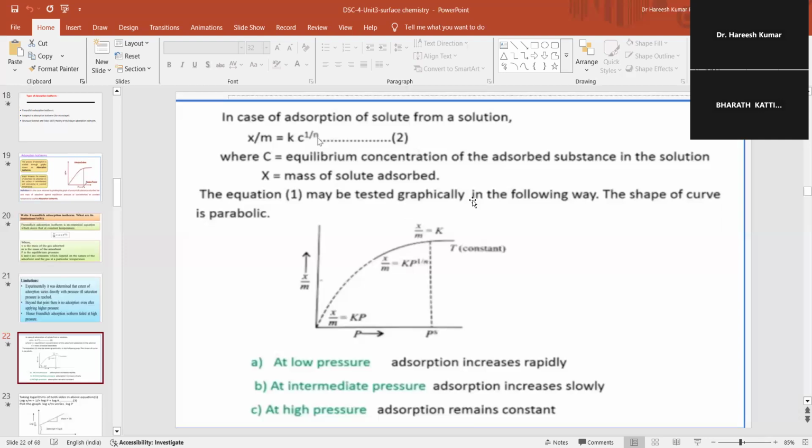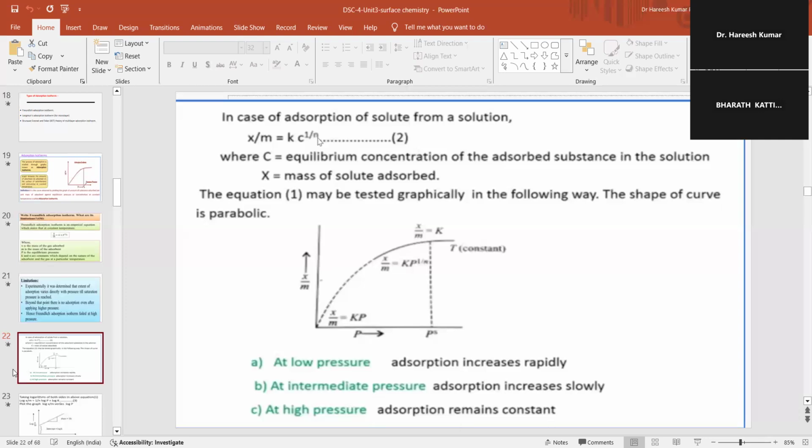Equation 1 may be tested graphically in the following way. The shape of the curve is parabolic. So here x upon m is equal to k into p to the power of 1 upon n. Then x upon m is equal to k. So here what can we learn? We can learn that at low pressure, adsorption increases rapidly. At intermediate pressure, adsorption increases slowly. At high pressure, adsorption remains constant.